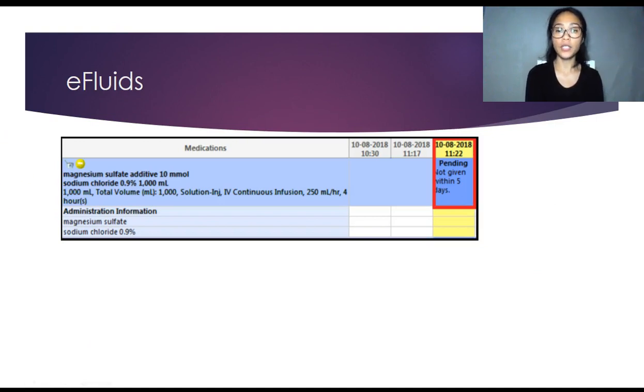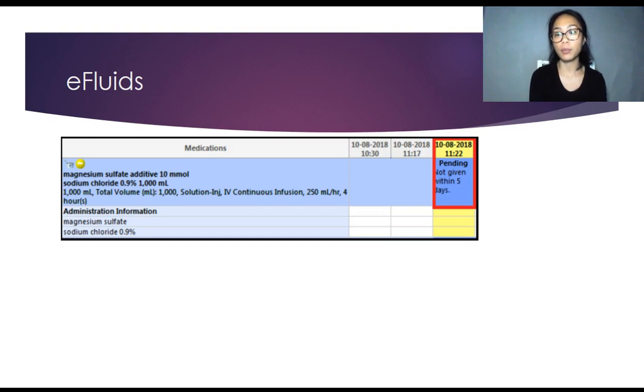Now, we're not using this at uni, but when you go on placement, this is just so that you're aware that fluids are prescribed through e-fluids when there's an EMR system. So, for example, a lot of metropolitan hospitals now are using EMR, not paper-based forms for a lot of their procedures.